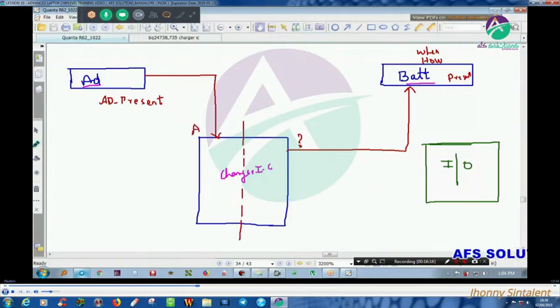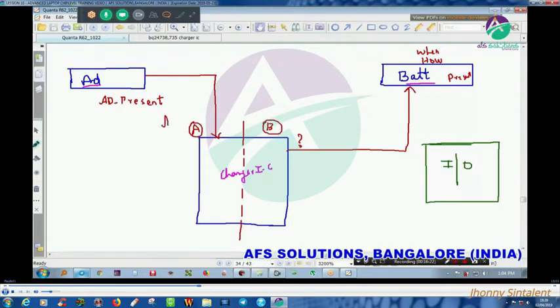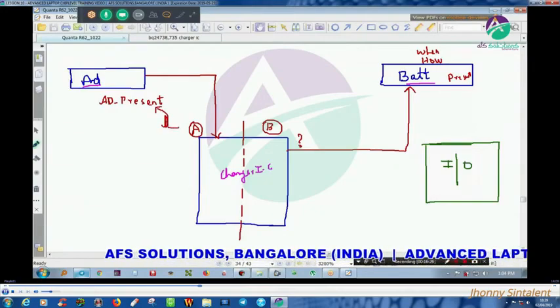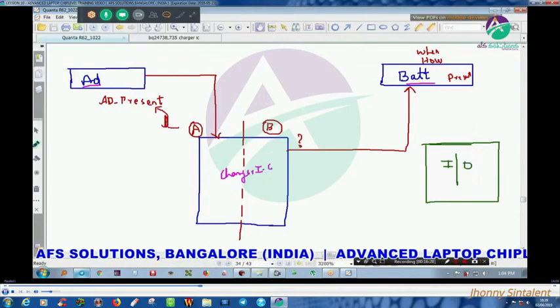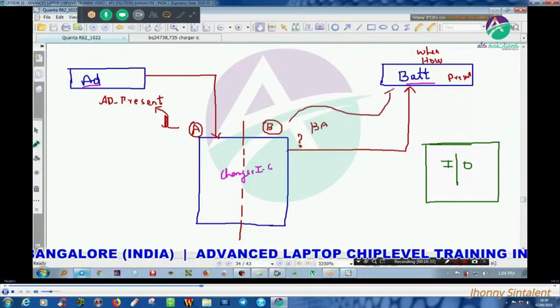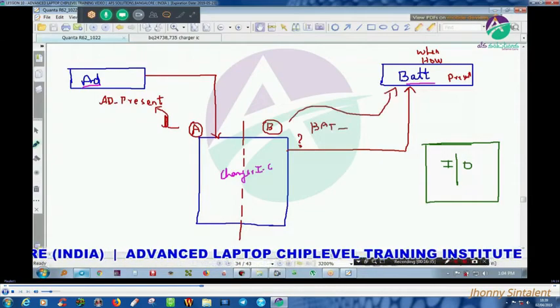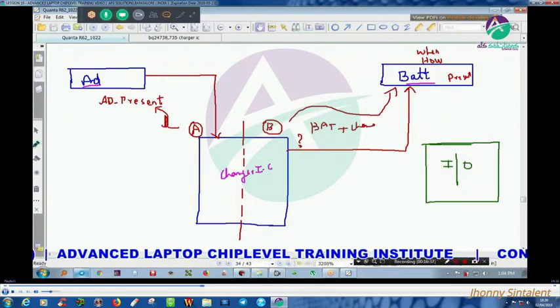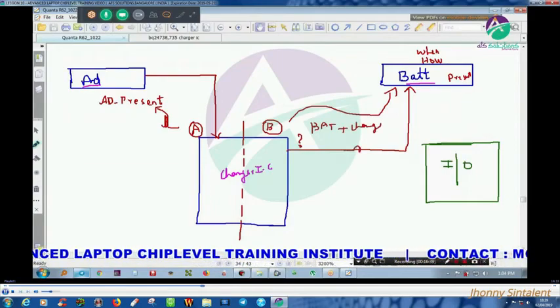Part A, part B. A is related to adapter present. B is related to battery present plus battery charge. So I'll have an inductor here.